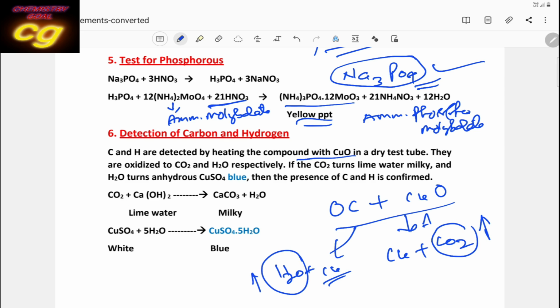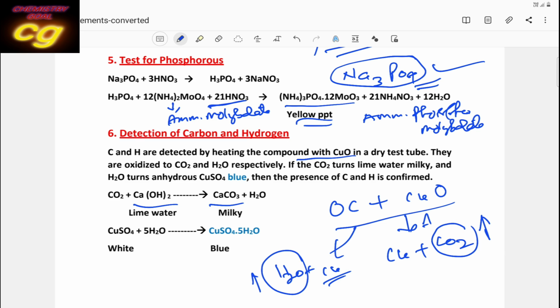Then as water and carbon dioxide are produced, what happens? Carbon dioxide, the gas produced, you collect and pass through lime water. Lime water is calcium hydroxide solution. If you pass it, the solution becomes milky due to formation of calcium carbonate. Calcium carbonate is formed, a white precipitate, and a milky appearance is obtained. That indicates the presence of carbon dioxide. The gas is carbon dioxide, which is obtained from organic compounds.